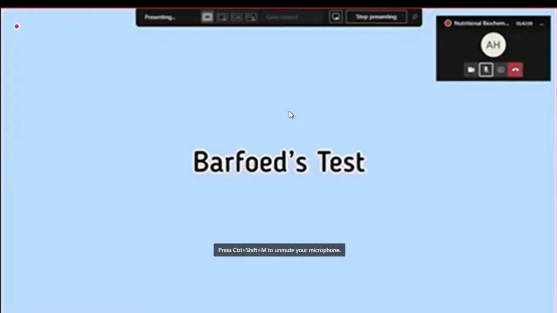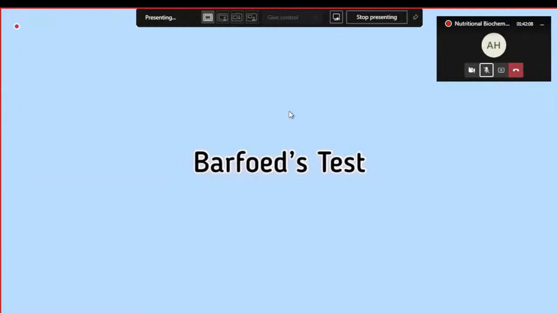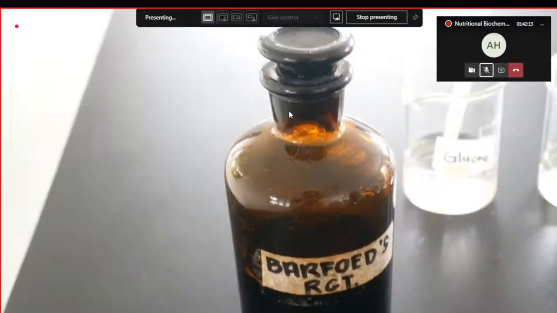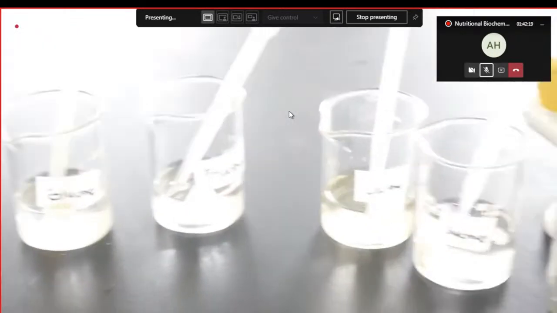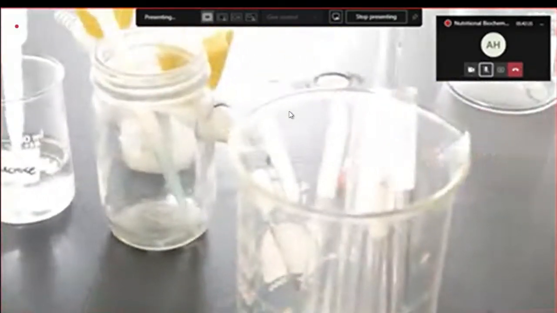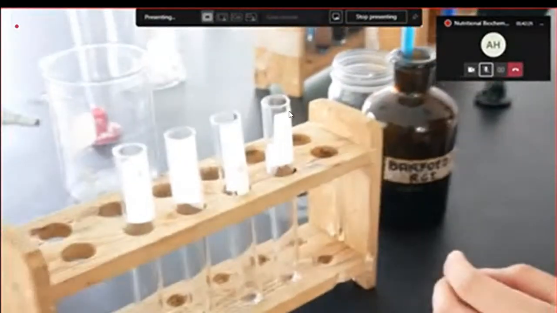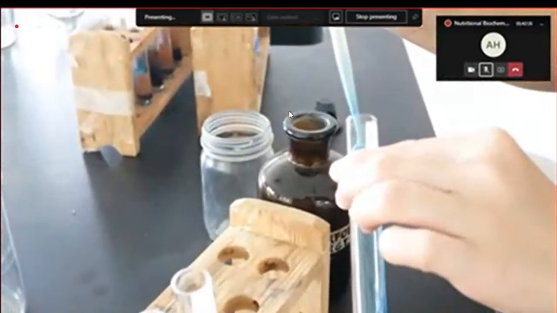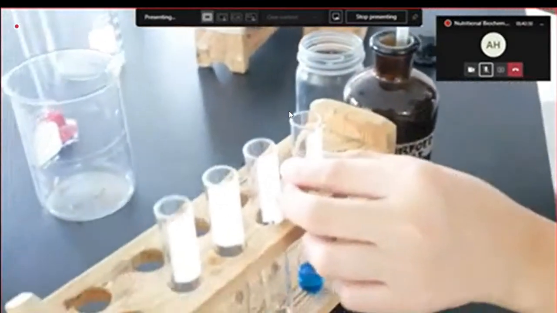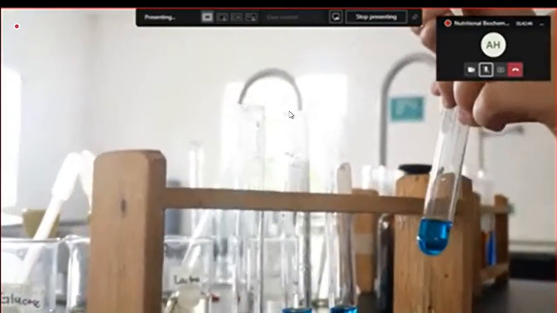Our next test is Barfoed's test, which distinguishes reducing monosaccharides from reducing disaccharides by controlling pH and time of heating. This is also a copper reduction test in acidic conditions. For the procedures, in each of the 4 test tubes, we are going to add 2 ml of Barfoed's reagent. And then, to each of the test tubes, we are going to add 10 drops of each of our sugar solutions.